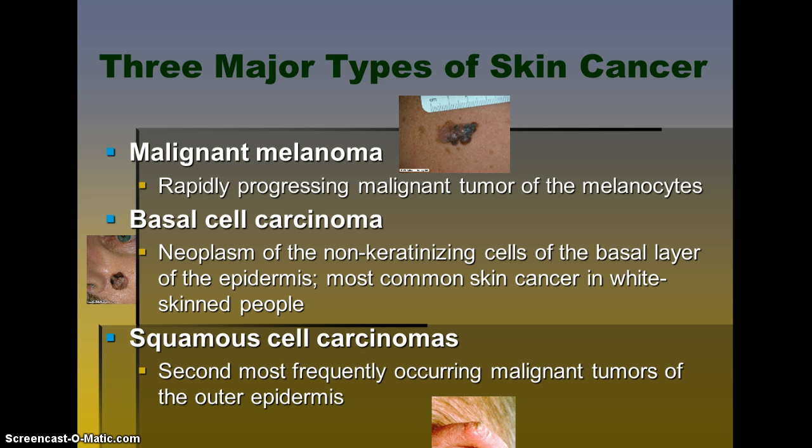Squamous cell carcinomas are the second most frequently occurring type of malignant tumors, and they affect the outer layer of the dermis. And here, remember how we talked about making sure you use sunscreen even on your ears and on your head. We can see here a lesion on the tip of the ears.